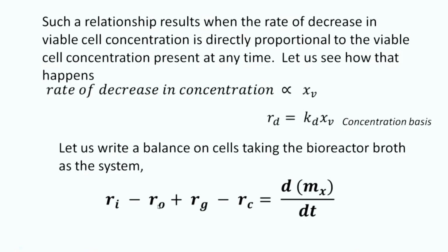It can either come into the system, go out of the system, get generated in the system, or get consumed in the system, and the net result of all these things must equal the accumulated rate, or accumulated amount expressed as a rate here, because all these are rates. This is also a rate. Also important to note that this is on a mass basis.